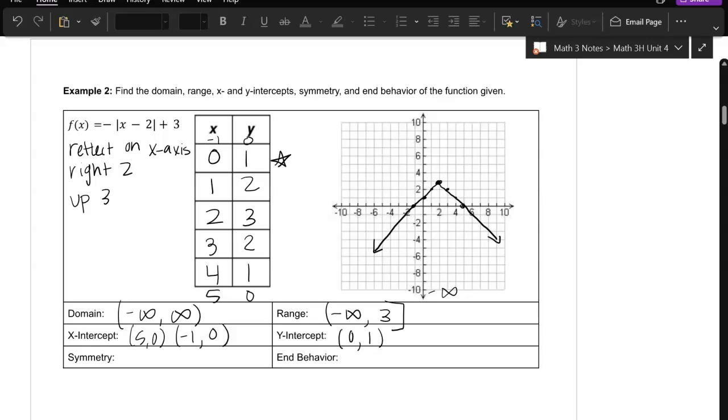Symmetry, we do have matching points, but it moved away from the y-axis, so our x's aren't the same. Notice how they're all different. So that's going to be a neither for your symmetry.